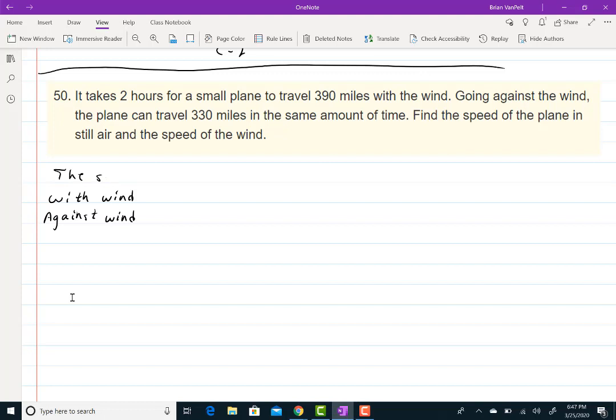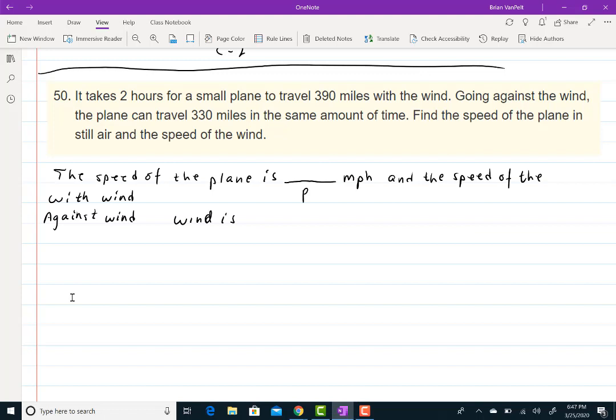I didn't write my answer like I normally do, so let's do this. The speed of the plane is blank miles per hour. So I'll put a P under there. And the speed of the wind is blank miles per hour, and you might have guessed I'll put a W under there. So we have to do these two things, with wind and against wind. So let me go ahead and set up my chart like I normally do. So I'll do with the wind and against the wind.